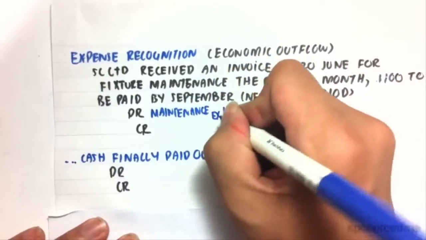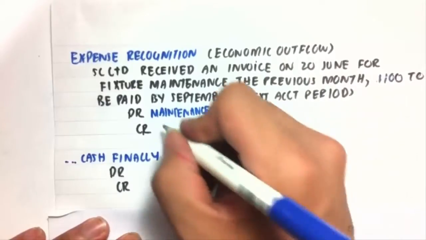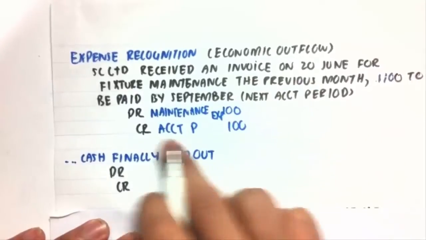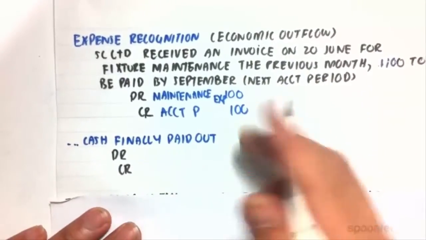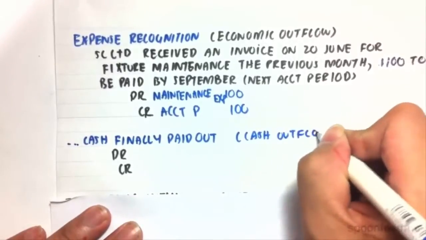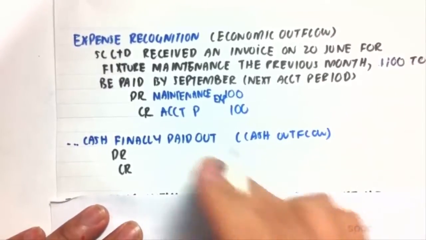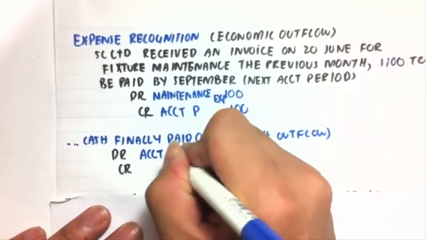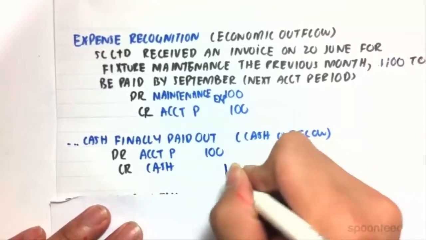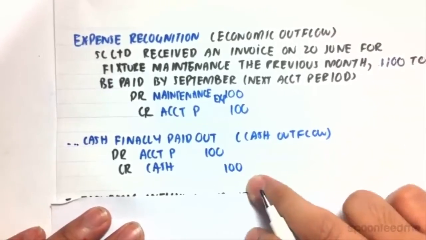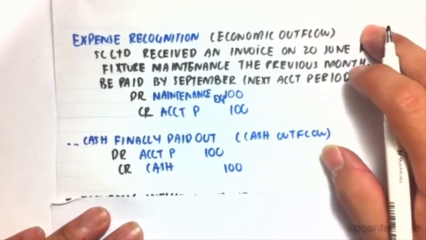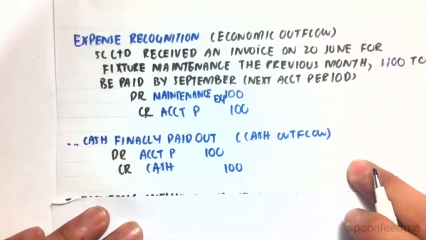Expense of $100, and then we also need to recognize our obligation of $100 that we need to pay. So then what happens when the cash is finally paid, or when the cash outflow occurs? There's no impact on expense. We just need to debit accounts payable of $100, and we just credit cash that we paid out of $100. So as you see here, the cash has been paid out after the expense recognition, and therefore the economic outflow was recognized before the cash outflow.